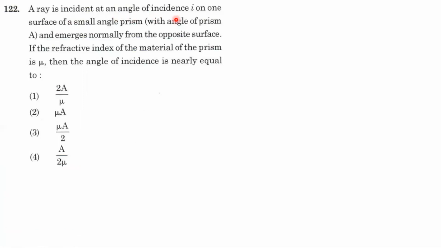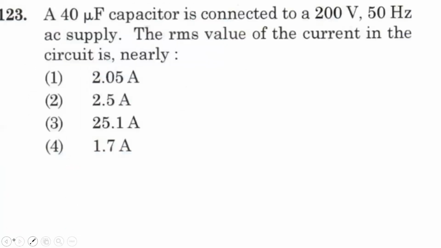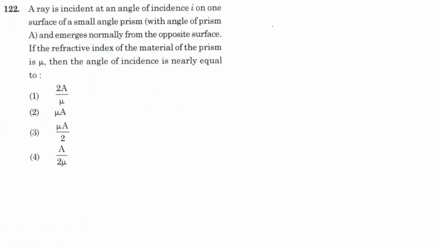A ray is incident at an angle of incidence I on one surface of a small angled prism with the angle of prism A and emerges normally from the opposite surface. If the refractive index of the material of the prism is mu, then the angle of incidence is nearly equal to dash. Here there is normal emergence. Normal emergence means I2 equal to 0. That means R2 equal to 0. We know the formula R1 plus R2 is equal to angle of prism A. Here R2 is 0, so R1 equal to A. Now we know the formula for refraction, mu equal to sin I1 by sin R1.